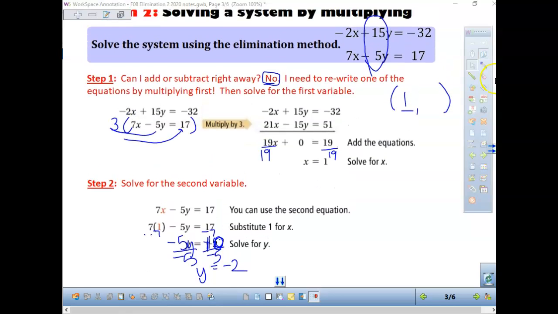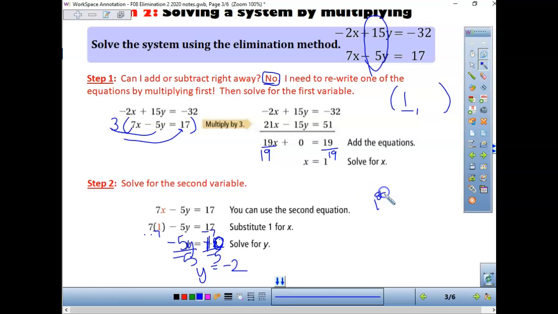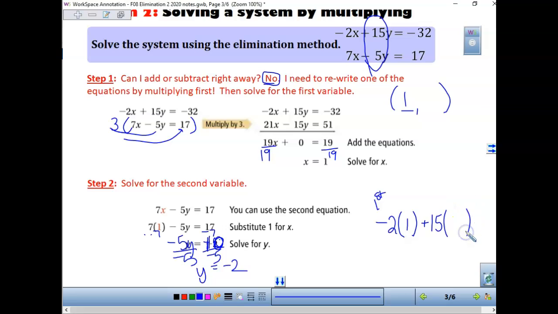So Ben, since we used the second equation, we need to check it with the first equation. Could you tell me what I should write down for our first equation? Negative 2 times 1, okay, plus 15y equals negative 32. And because I know my x is 1 and my y is negative 2, to do the check, I'm going to the first equation, and I can put in negative 2, and the question is, does it equal negative 32?